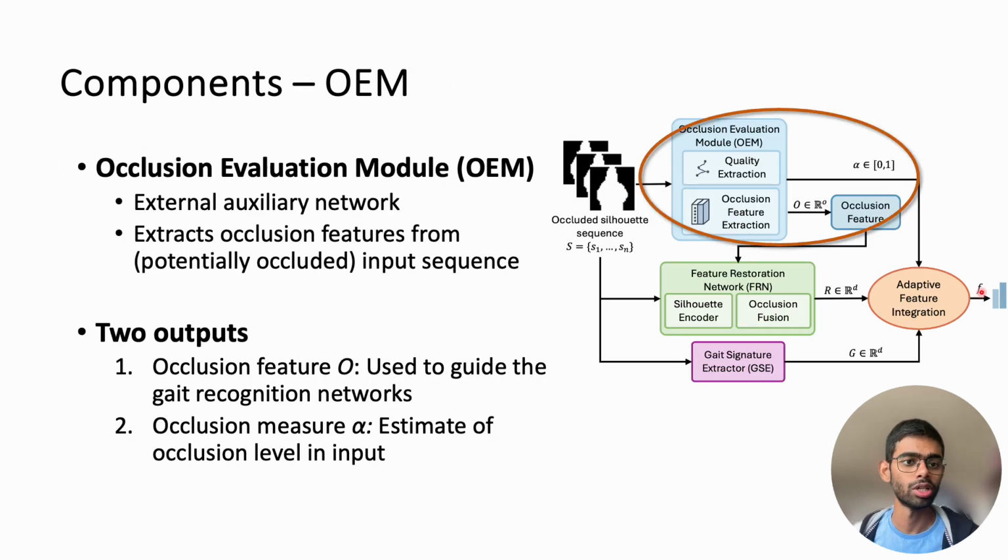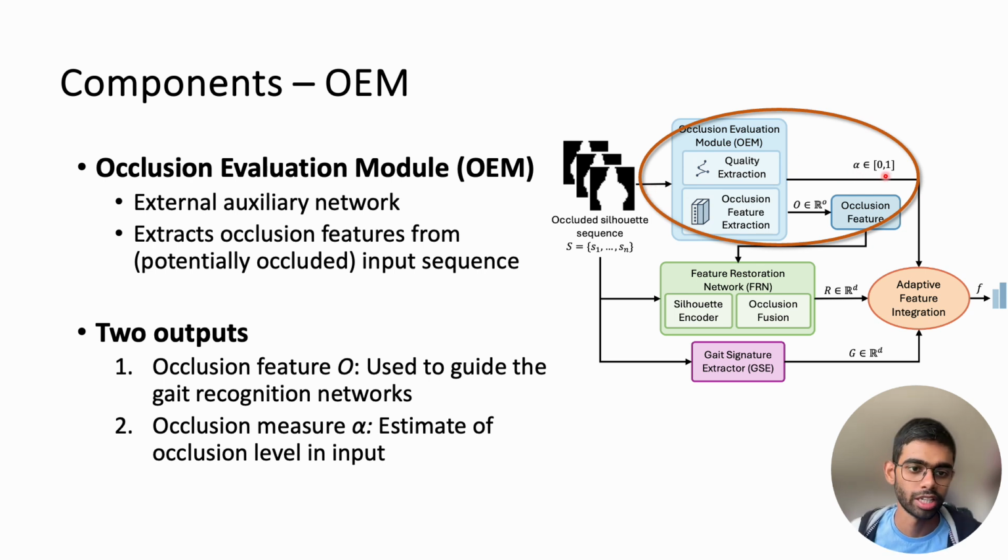So first, let's go over the occlusion evaluation module, which I've circled here in this diagram. It is basically the occlusion detector, which was proposed in previous work, the occlusion aware work, which I described. It takes a potentially occluded sequence, and it outputs two features. It outputs a scalar alpha, which is a quality measure of the input. We hope that alpha is higher when the occlusion is higher, and alpha is lower when the occlusion is less severe.